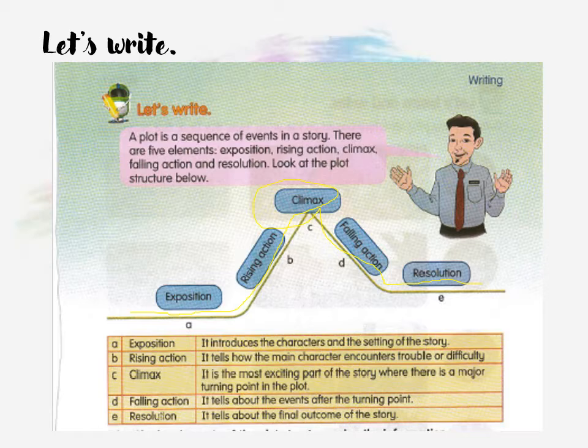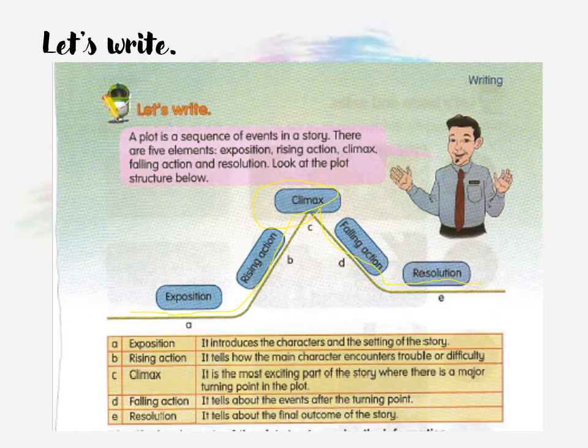What is exposition? Exposition introduces the characters and the setting of the story. Rising action tells how the main character encounters trouble or difficulty. Climax is the most exciting part of the story where there is a major turning point in the plot. Falling action tells about the events after the turning point, and resolution tells about the final outcome of the story.